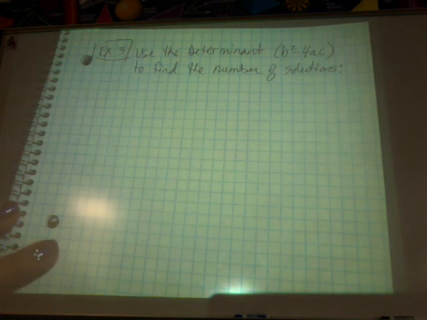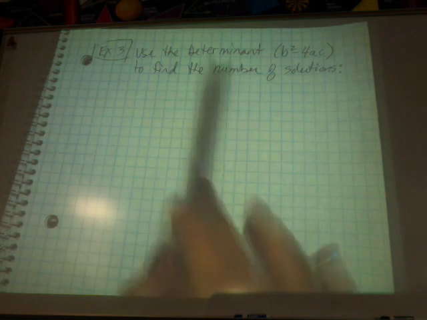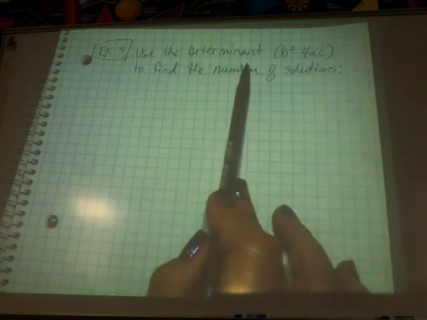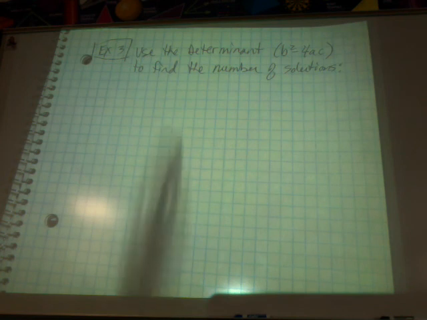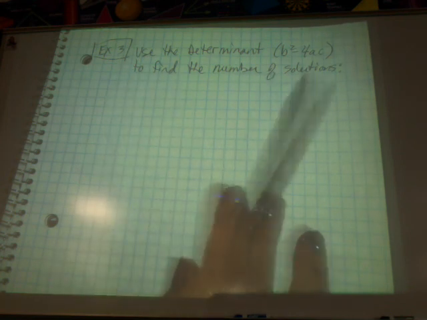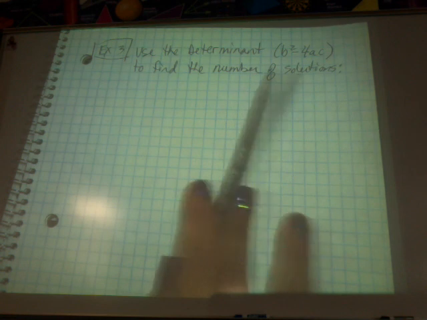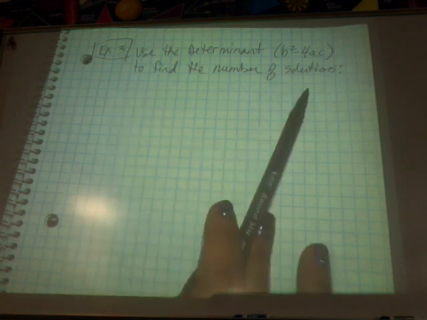Oh, determinant, sorry. I'm getting pre-calc messed up. That's what happens when I'm in a hurry. But look, I wrote determinant. All right, well, apparently my hand knew what my brain was doing.